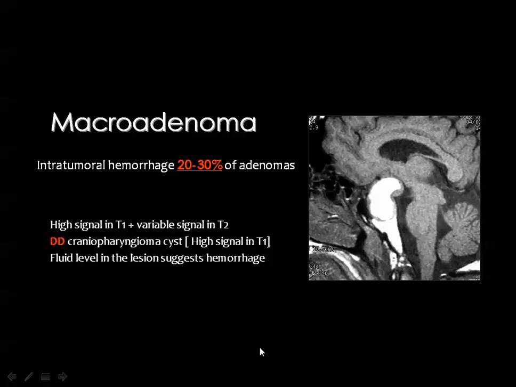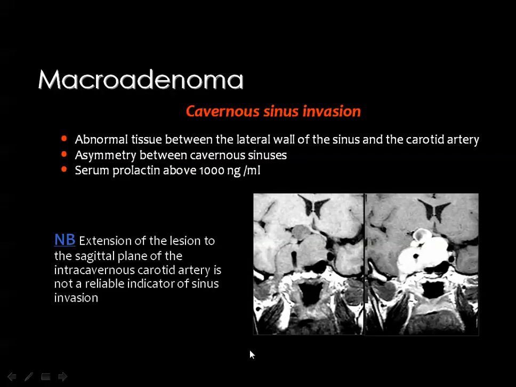Then if you see that the adenoma is of bright signal in the T1 weighted image, you know that there is hemorrhage inside the pituitary gland. And in this particular situation, you have to discriminate this from the craniopharyngioma containing high signal fluid in the T1 weighted image of its cystic component. And this I will mention in full detail whenever I am handling the suprasellar area.